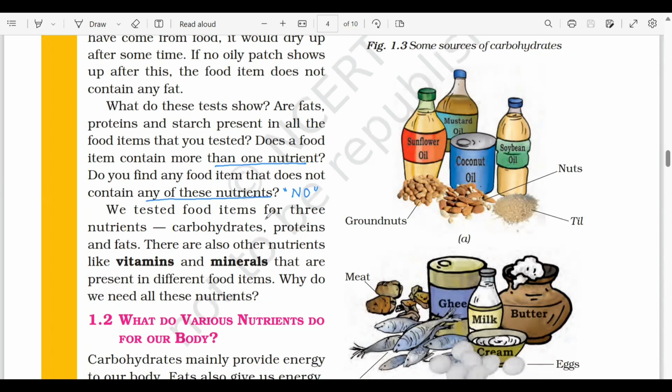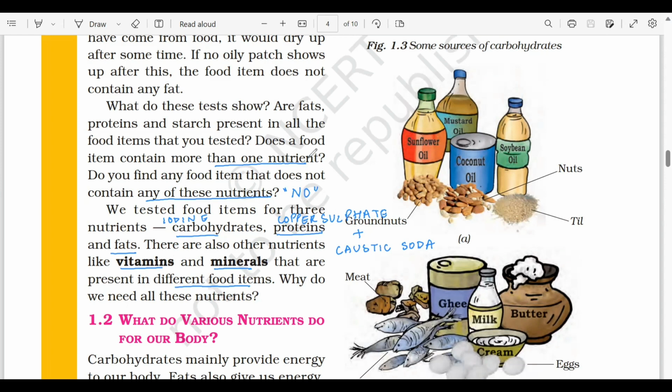So we have tested different food items. We have basically tested for 3 important nutrients: carbohydrates, for which we have used iodine solution. Then we have tested proteins, for which we required copper sulfate solution, and along with that we have used caustic soda solution. Okay, and lastly we have tested for fats with the help of a paper.